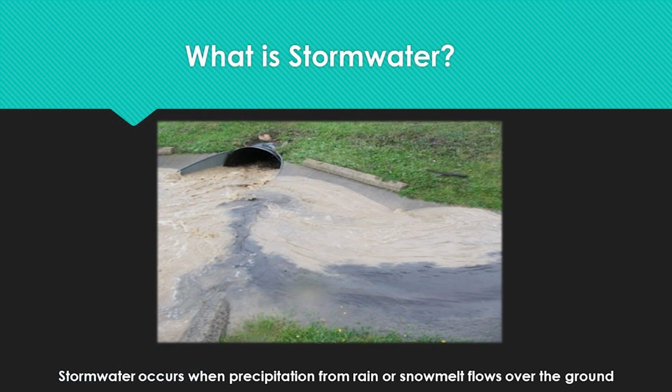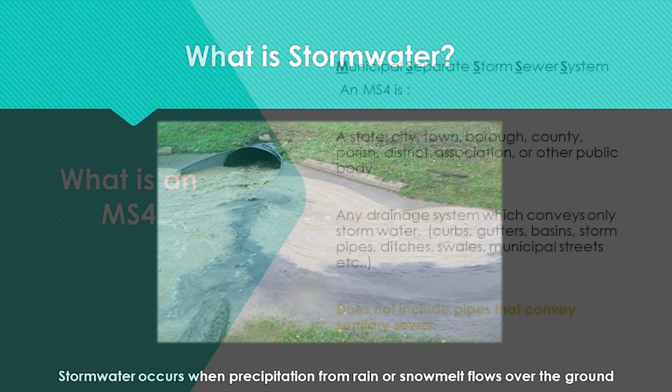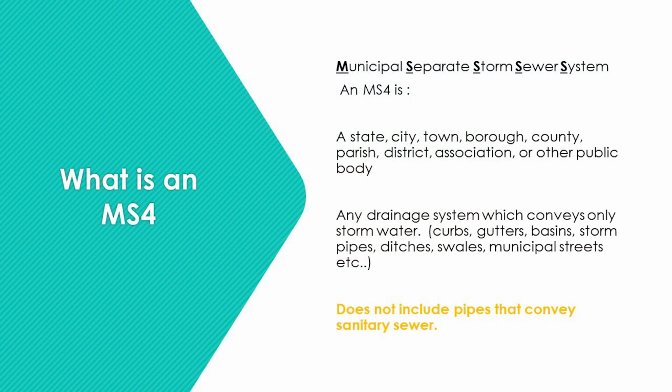As a reminder, stormwater occurs when precipitation from rain or snowmelt flows over the ground. What is an MS4? It is a municipal separate storm sewer system. Basically, it's a state, city, town, borough, county, or other public body that has within its borders a drainage system which conveys only stormwater. This would include curbs, gutters, basins, storm pipes, ditches, swales, and others. This does not include pipes that convey sanitary sewer.